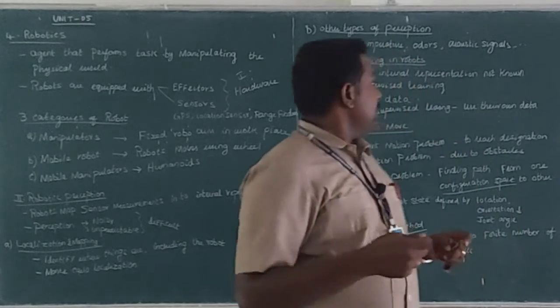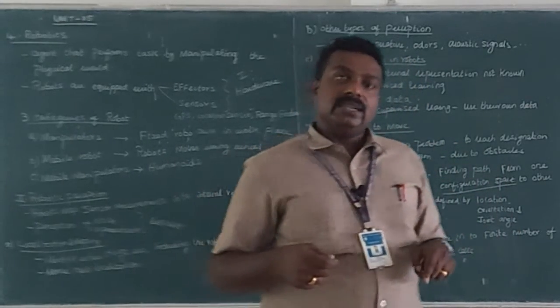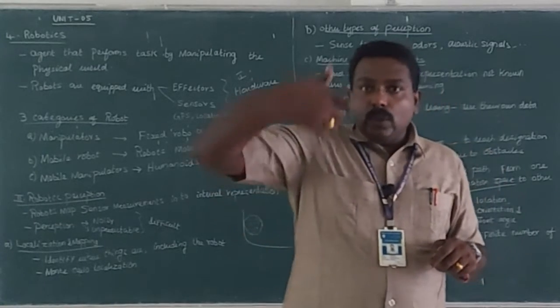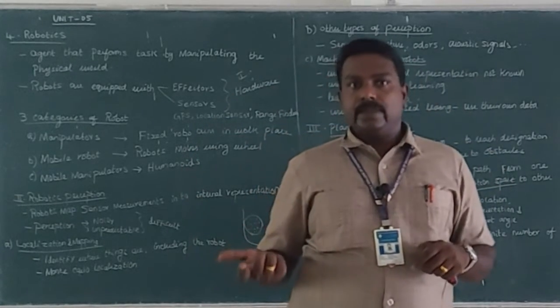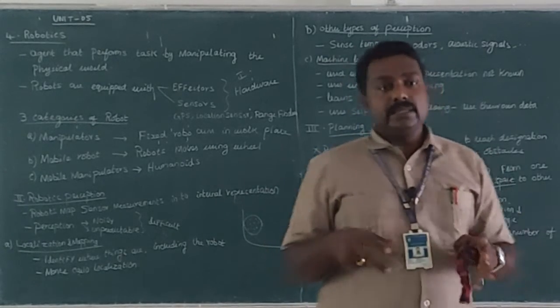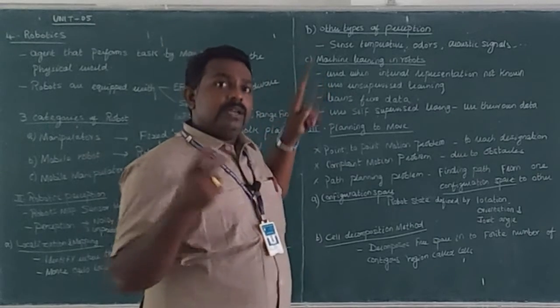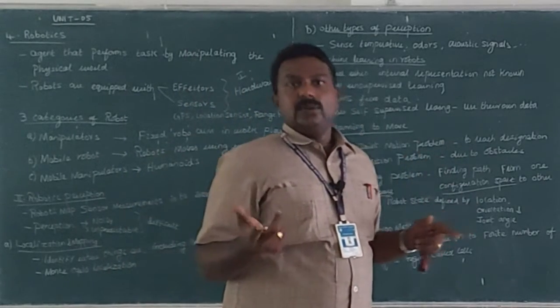Then there is another kind of learning that you call self-supervised learning. Self-supervised learning is nothing but learning again from your own data. Okay, so that you call self-supervised learning. These kinds of learning methods can be applied when you are using machine learning in robots. You can even learn with the data that you have.